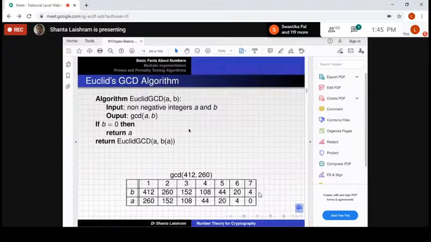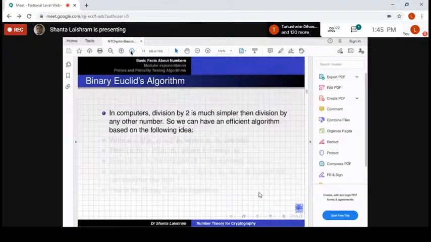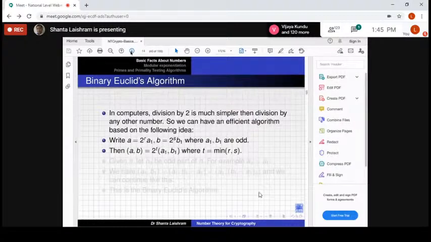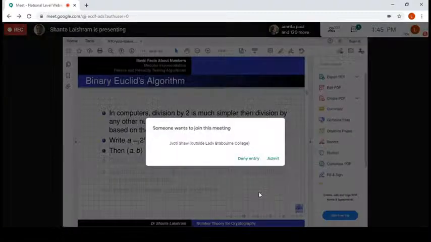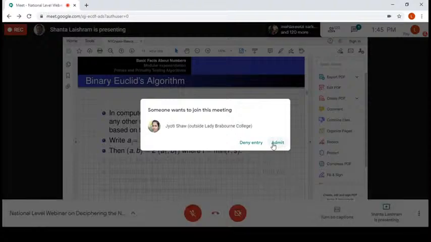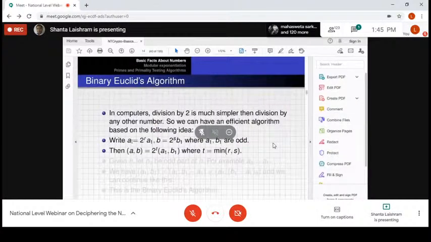Of course, in practice, one can make it much simpler and more effective. So there we use the so-called binary Euclid's algorithm. Because computers only understand binary numbers, and you have to write every number in binary form. So they use an efficient algorithm using the following idea. You write A as some power of 2 times an odd number. If you want to know the power of 2 dividing any number A, it's very easy in a computer. When you write it in binary, the number of zeros at the end is the power of 2 dividing A.